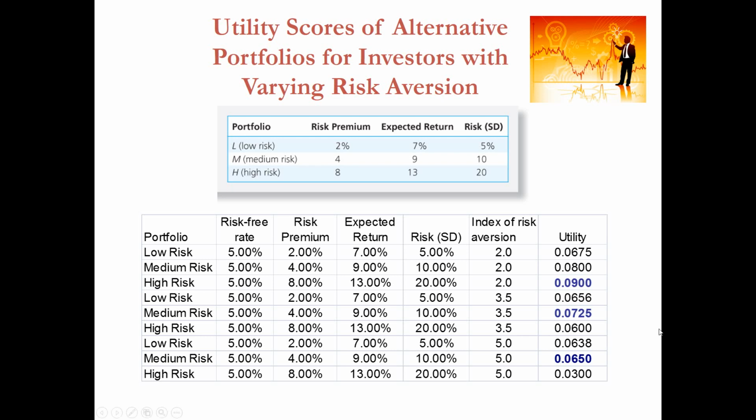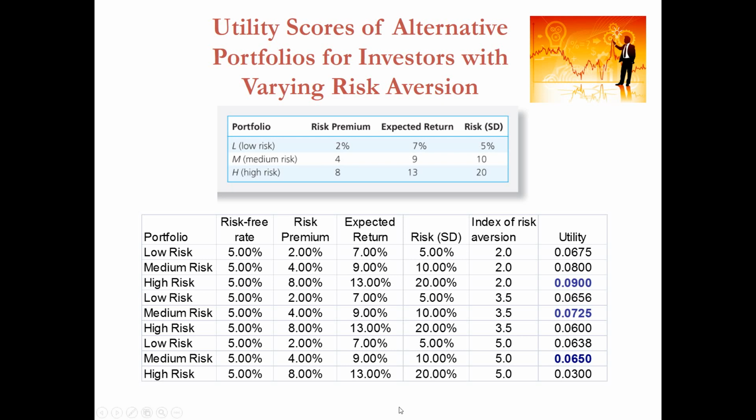We can see that for this particular investor who has a coefficient of risk aversion of 2, she has a very low degree of risk aversion. She is quite willing to take on risk. So utility is maximized when it's a high risk asset.